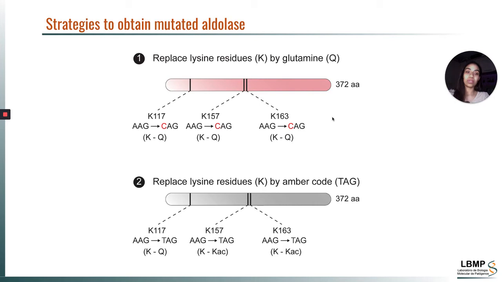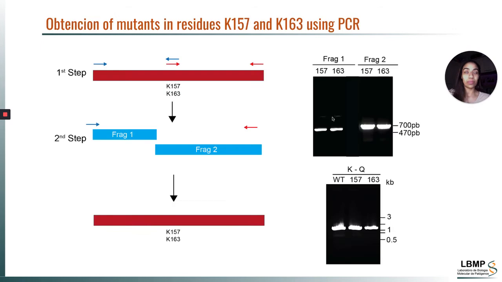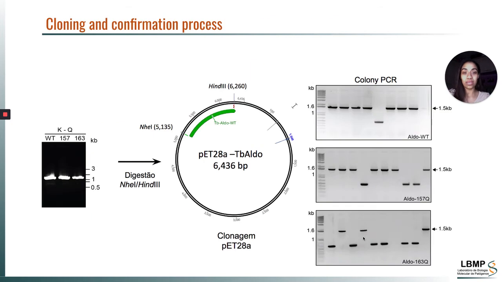So the first strategy was using the same approach of Lundby, changing lysine for glutamine, and to do that we have used two sets of primers containing the substitution, and we have obtained these two fragments, and through another PCR reaction we obtained the complete fragment with 1 kb, and this fragment was double digested with restriction enzymes and cloned into the vector pET28a, and after, the plasmids were transformed into competent cells, confirmed by colony PCR and sequencing.